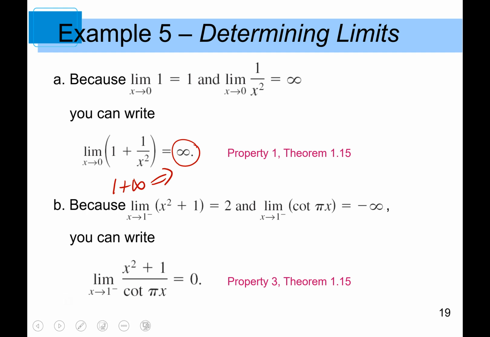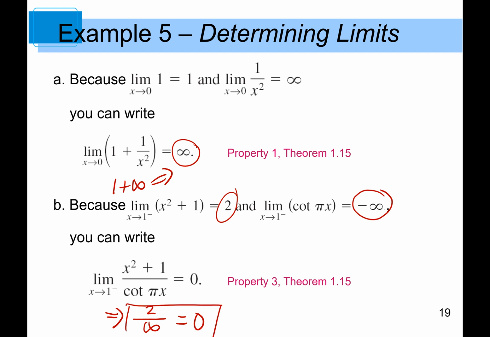Because the limit as x approaches 1 from the left of the function x squared plus 1 equals 2, and the limit of cotangent of pi x as x approaches 1 from the left equals negative infinity. Then you can write the limit as x approaches 1 from the left of x squared plus 1 over cotangent of pi x. This is the same thing as writing 2 over infinity, and that becomes 0, right? Any constant over infinity becomes 0.